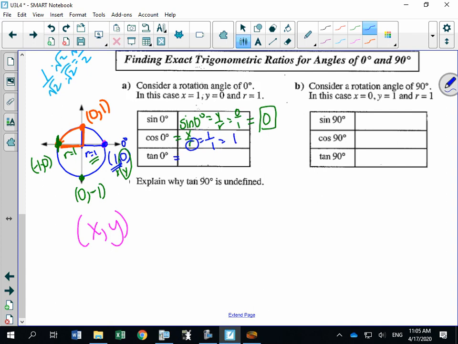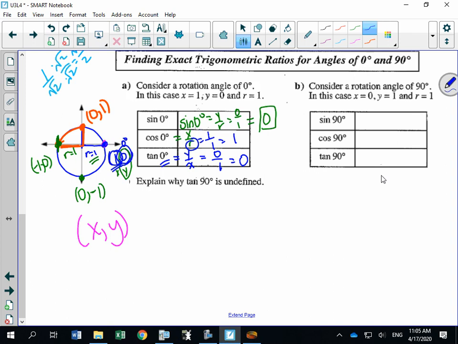Tan of 0 degrees, tan is y over x. And y is 0, over x, which is 1. 0 divided by 1 is 0. So if you type in the tan of 0, 0 will pop out. These are your three exact values: the sine of 0, the cos of 0, and the tan of 0.